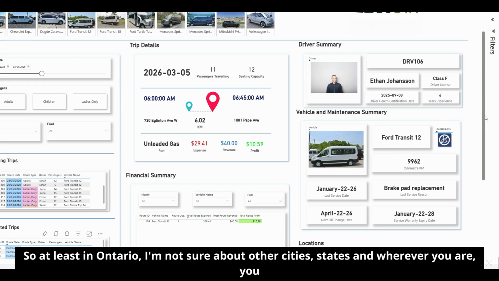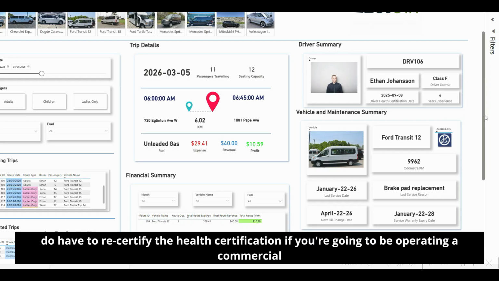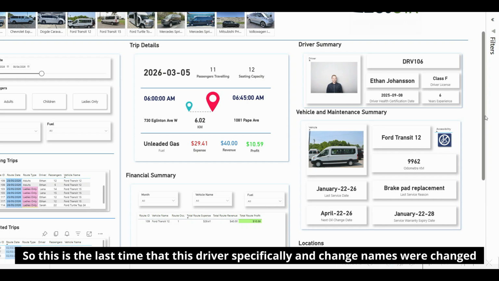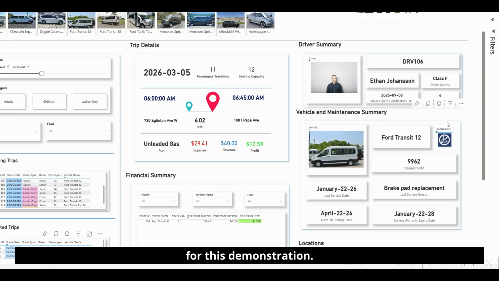So at least in Ontario, I'm not sure about other cities, states, and wherever you are, you do have to recertify and get a health certification if you're going to be operating a commercial vehicle. And so this is the last time that this driver specifically did, and names were changed for this demonstration. So this is driver 106, Ethan here. And Ethan has 6 years experience.